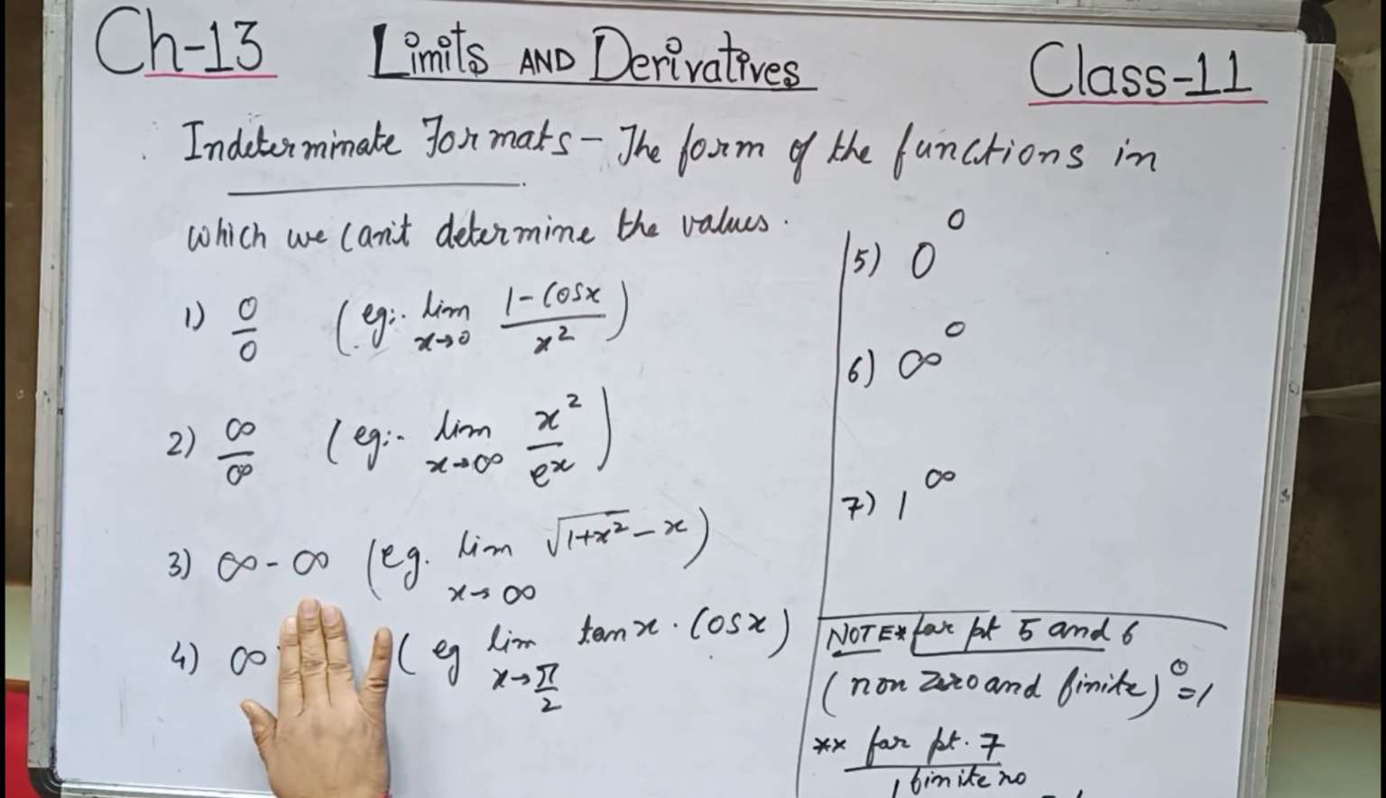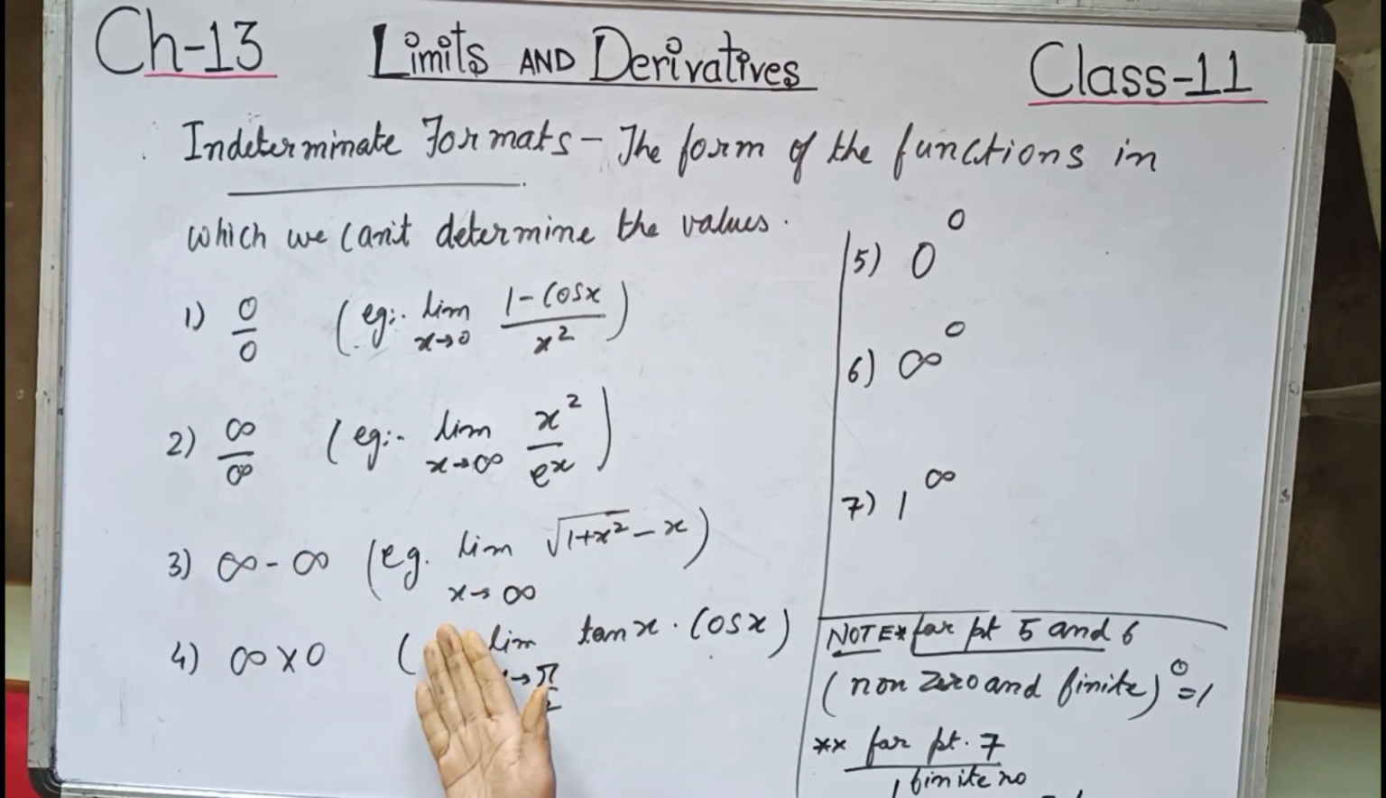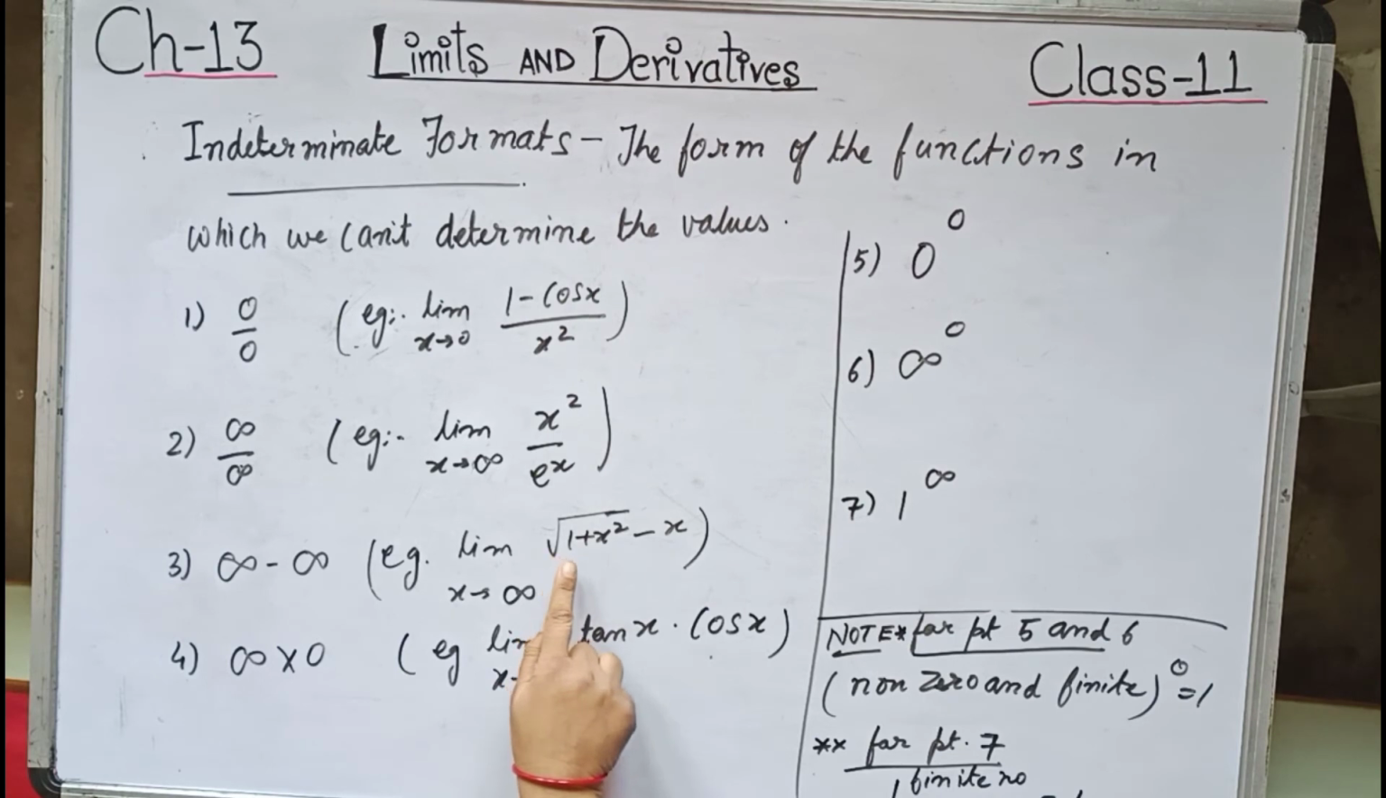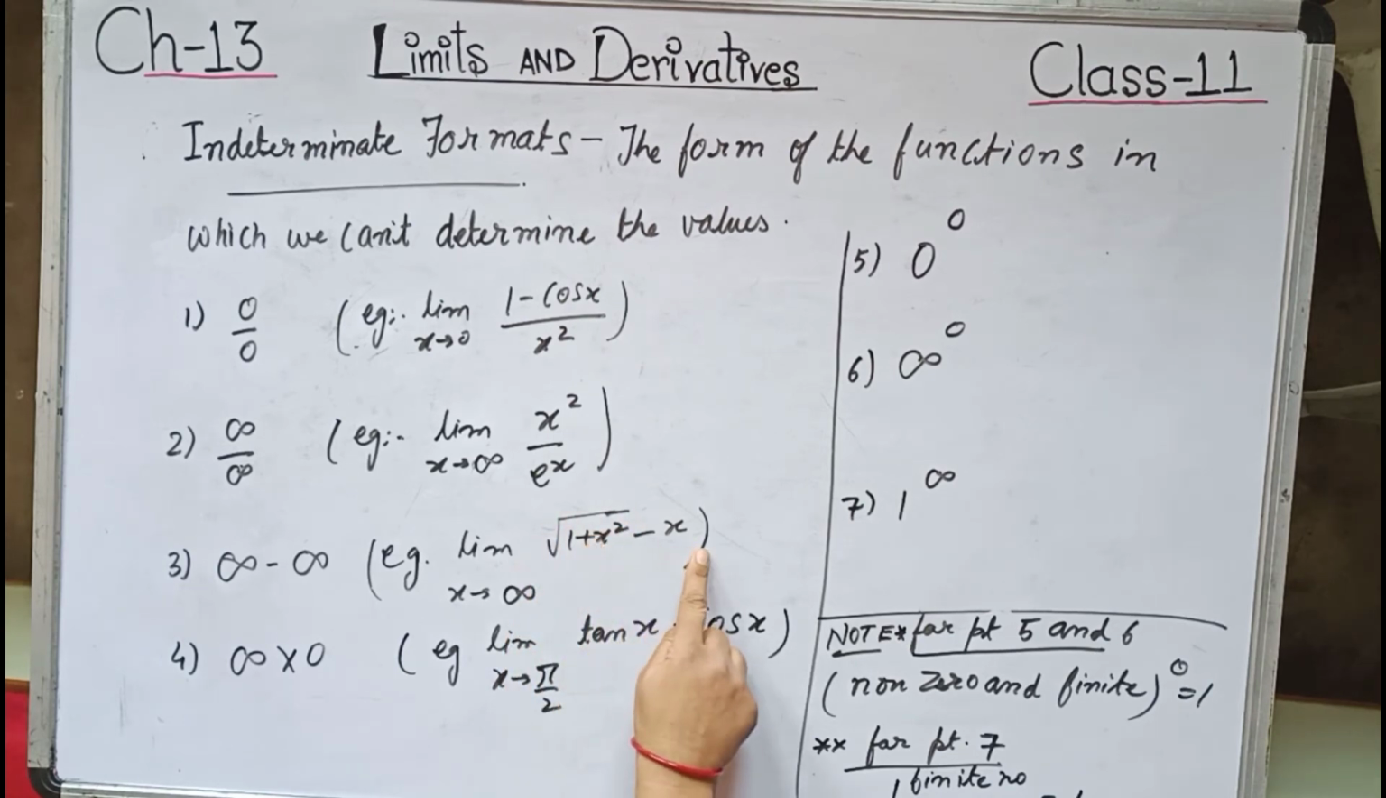Infinity minus infinity. One example I have written, limit x tending to infinity, under root (1 plus x square) minus x. So over here under root 1 plus infinity, obviously it will be infinity minus infinity form. Infinity into 0, limit x tending to pi by 2, tan x: tan pi by 2 is infinity and cos pi by 2 is 0. So infinity into 0 form, and so on. I mean, you can create the sums on your own.